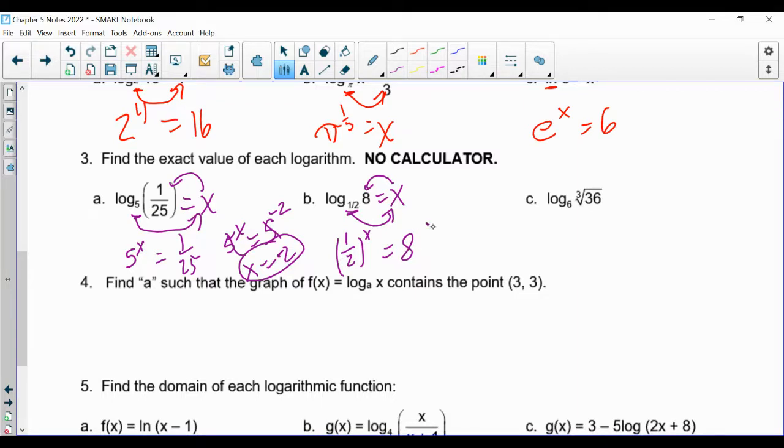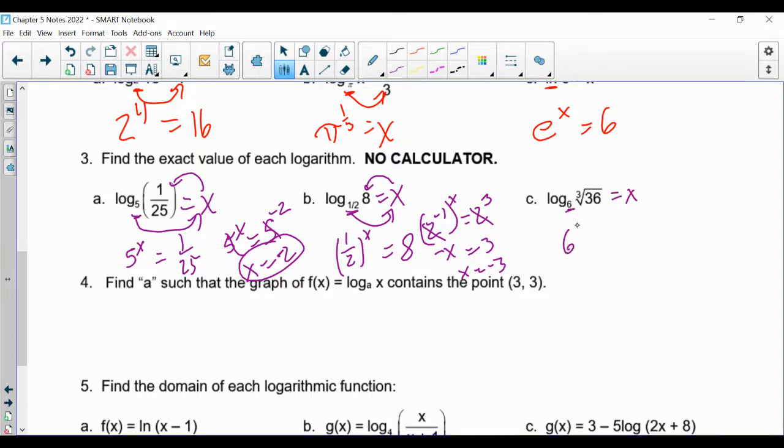So let's make them all base 2. So it's 2 to the negative 1 equals 2 to the third. This is really negative x equals 3. So x equals negative 3, right? Because those two cancel.